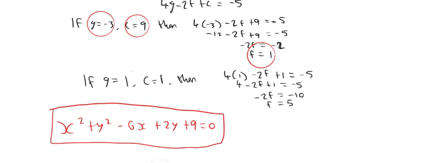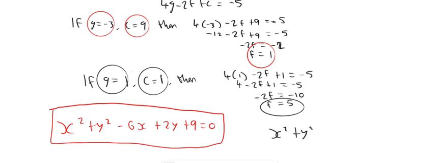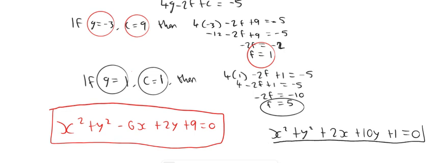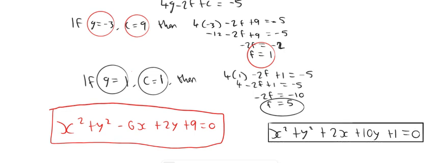And then the other circle will be if g is 1, c is 1, and f is 5. So if that's the case, then it has x squared plus y squared plus 2gx, so that's 2 times 1, so plus 2x plus 2fy, so that's 2 times 5, so plus 10y, plus 1 is equal to 0, because 1 is c. So that's it then, those are the circles.